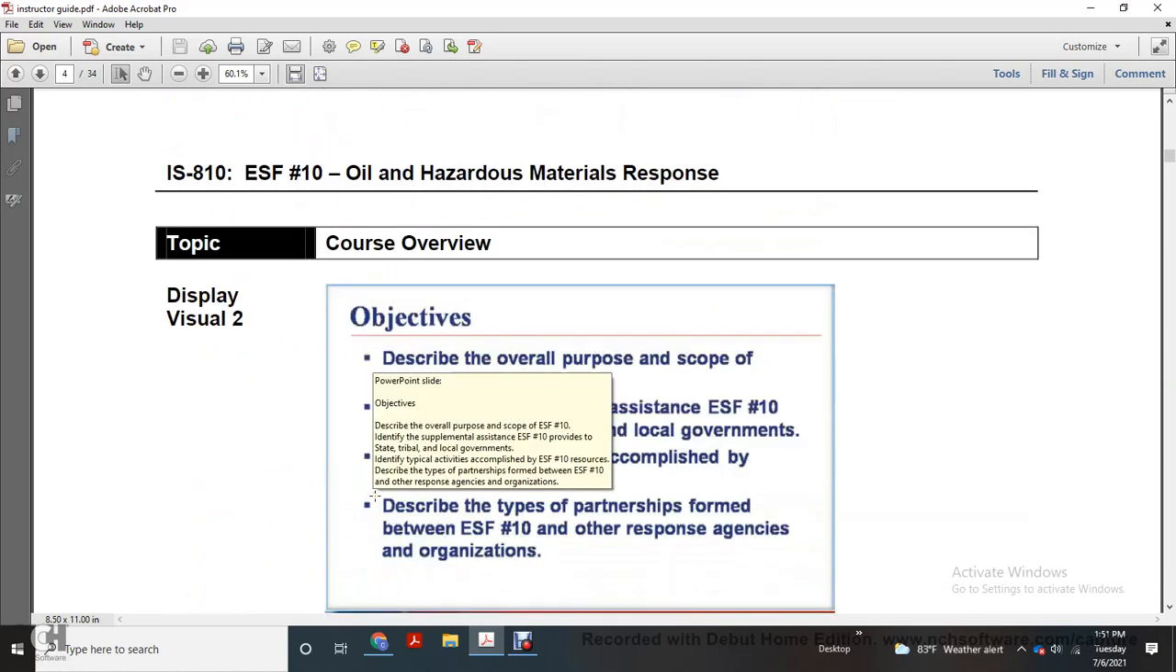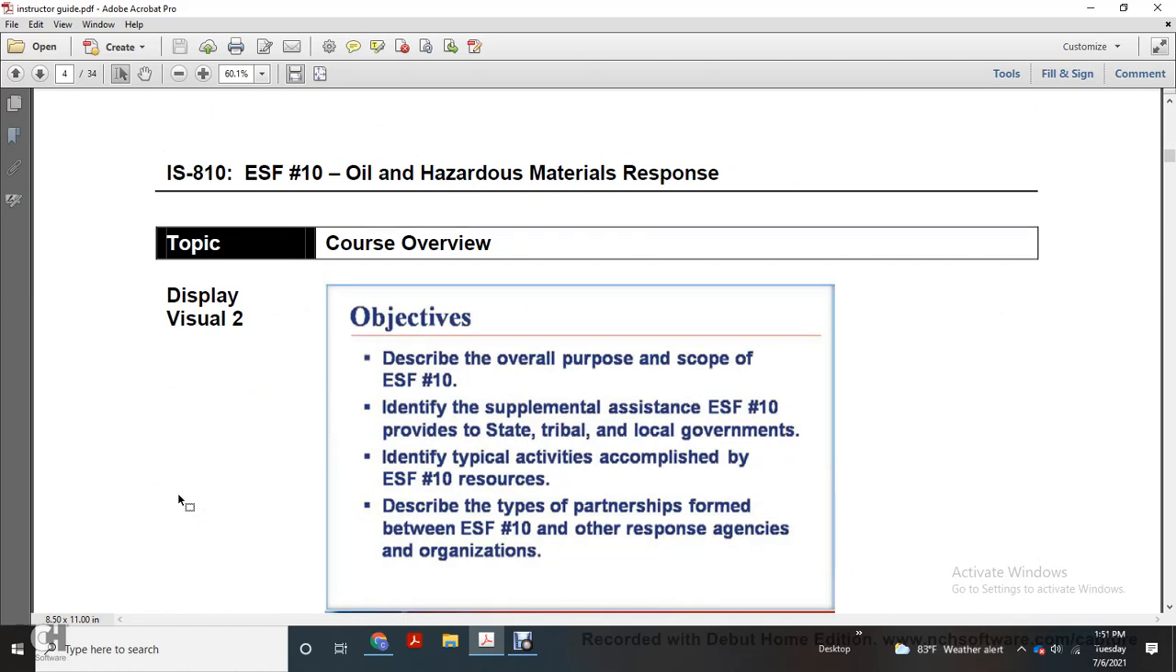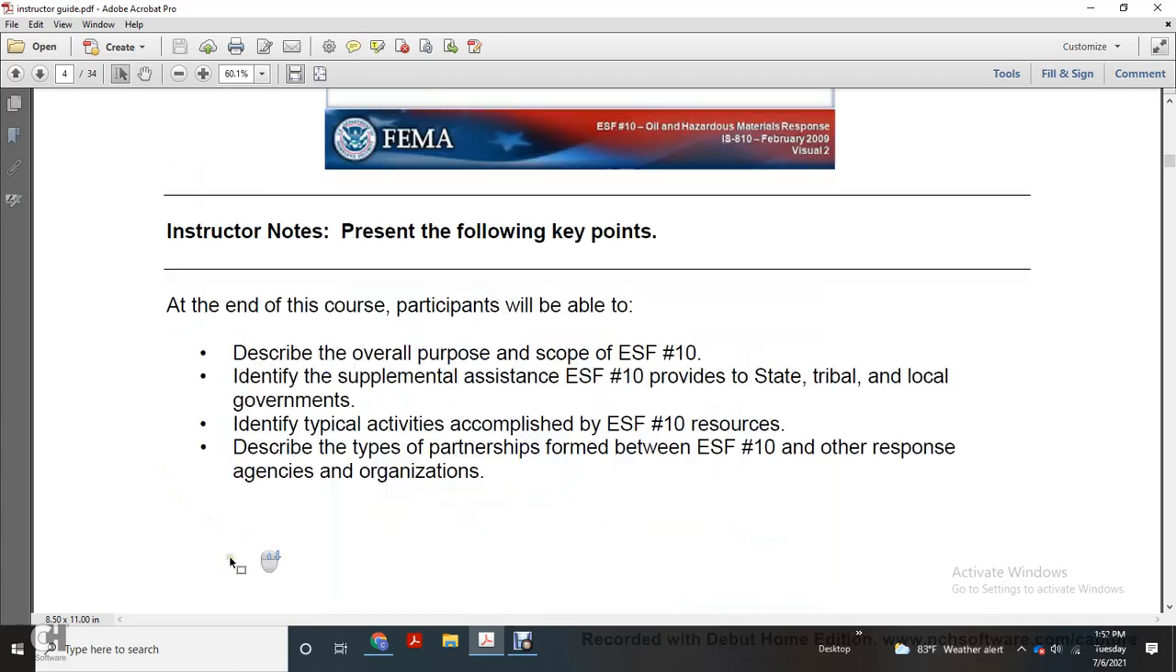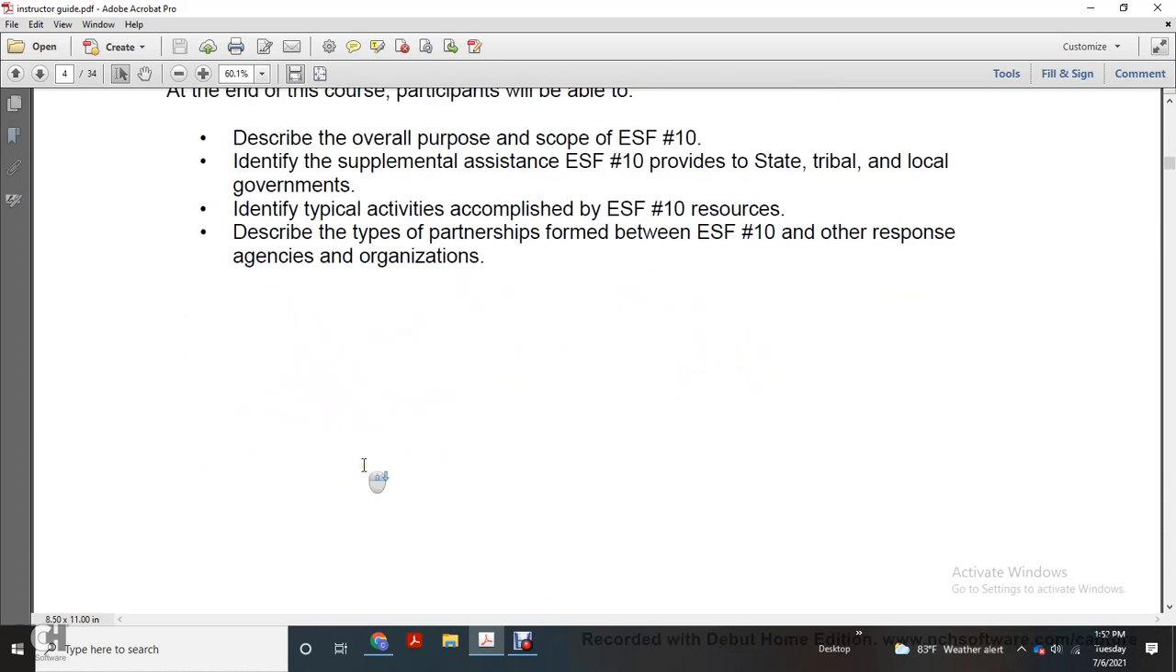Display Visual 2. The objective is to describe the overall purpose and scope of Emergency Support Function Number 10, identify supplemental assistance Emergency Support Function Number 10 provides to state, tribal, and local governments, identify typical activities accomplished by Emergency Support Function Number 10 resources, and describe the types of partnerships formed between Emergency Support Function Number 10 and other response agencies and organizations. Instructor's note: present the following. At the end of this course, the participant will be able to describe the overall purpose and scope of Emergency Support Function Number 10, identify supplemental assistance it provides to state, tribal, and local governments, identify typical activities accomplished by its resources, and describe the partnerships formed between Emergency Support Function Number 10 and other response agencies and organizations.